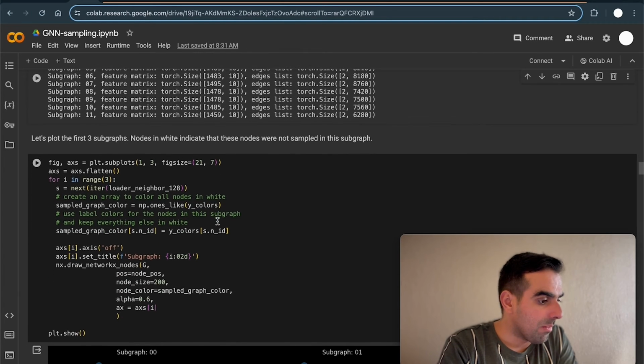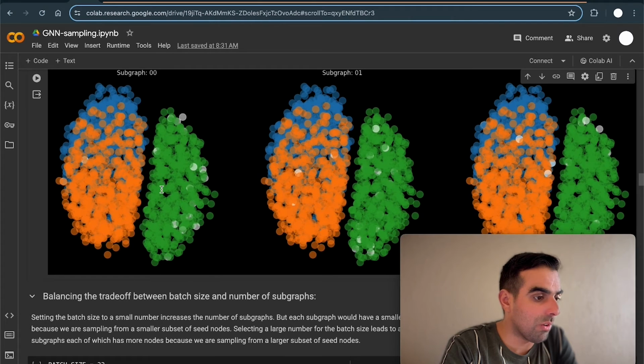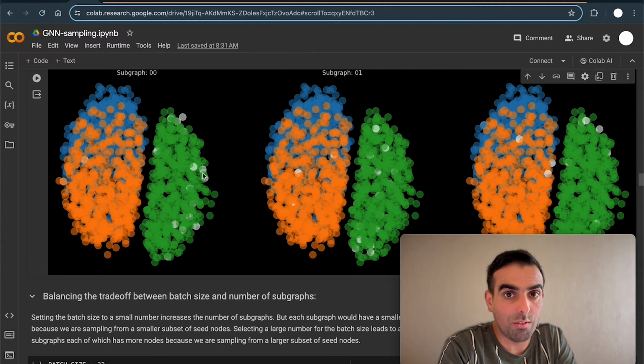So if we plot the first 3 subgraphs with this loader, how do they look? You can see that the nodes in white are not selected for this subgraph. So for the first subgraph, the second subgraph, and the third subgraph, these white nodes were not selected.